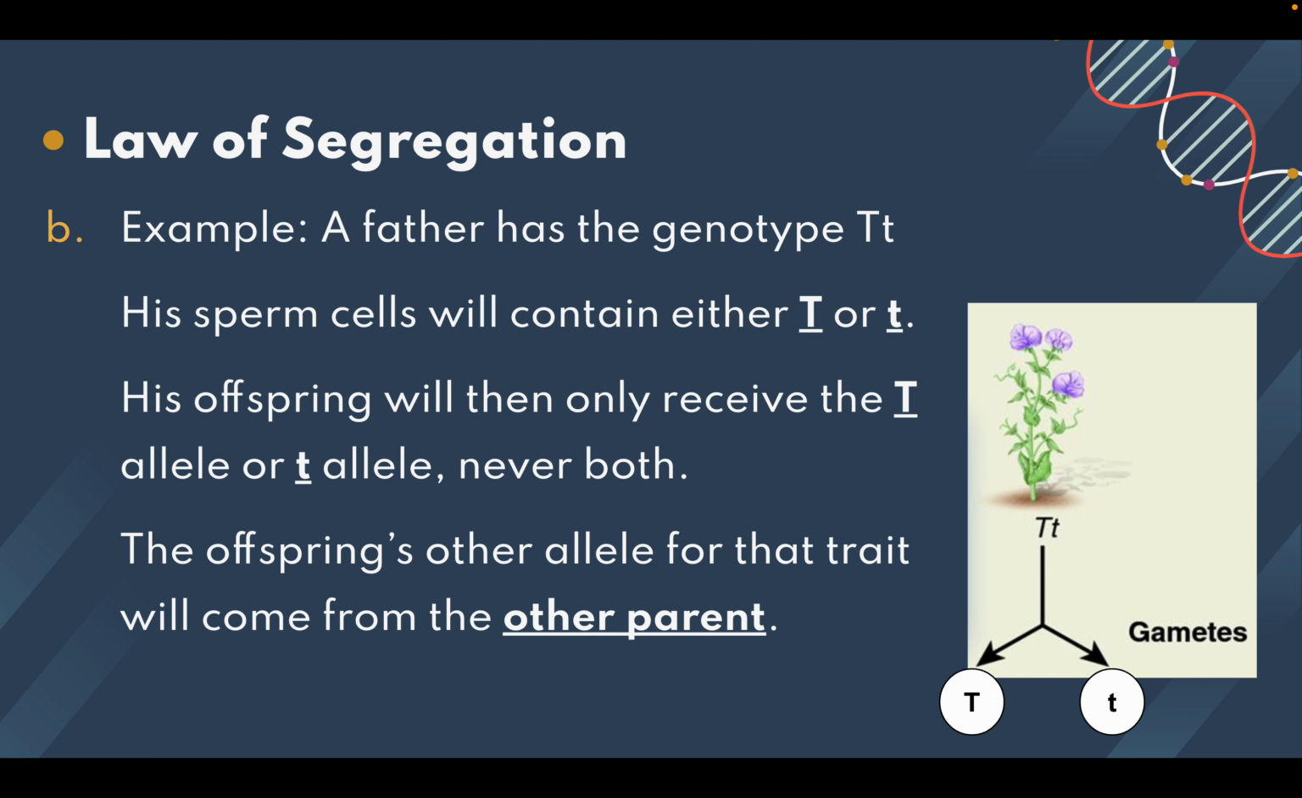So let's look at an example. If a father has the genotype big T, little t, his sperm will contain either big T or little t. His offspring will then only receive the big T or only receive the little t allele. His offspring will never receive both alleles. You cannot get two alleles for the same trait from the same parent. Instead, the offspring or child will get their other allele for that same trait from their other biological parent. So one trait comes from your biological mother and one trait comes from your biological father.